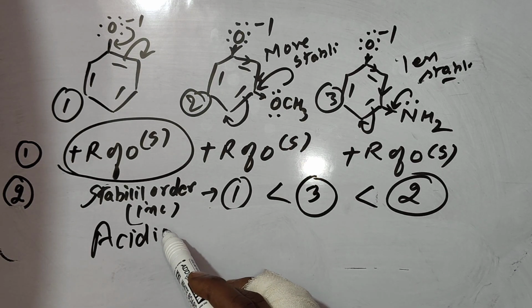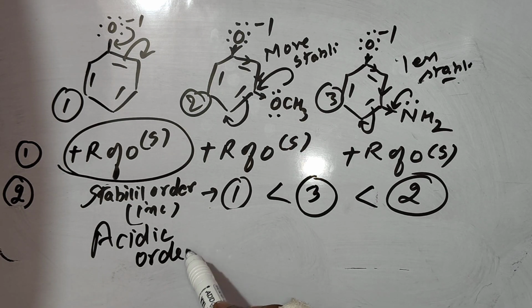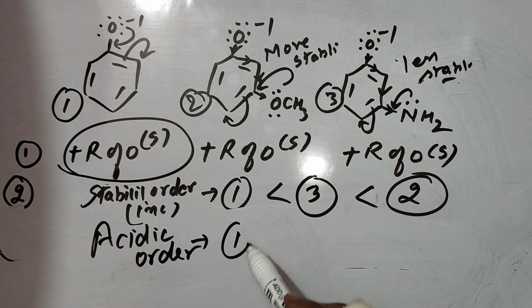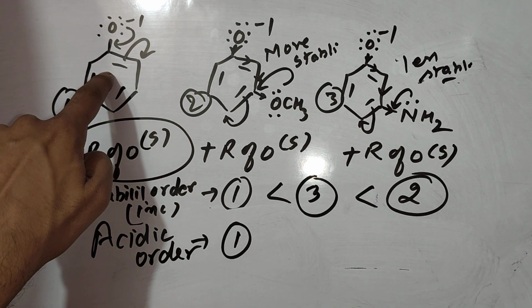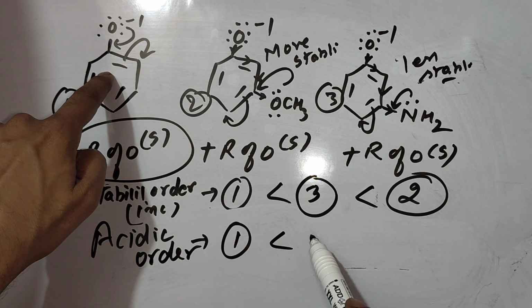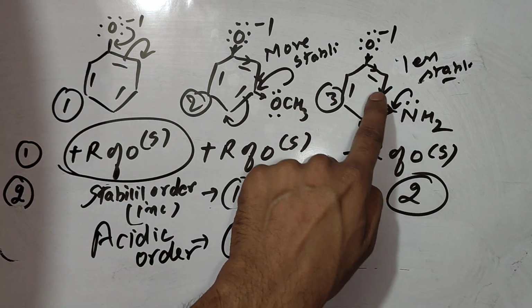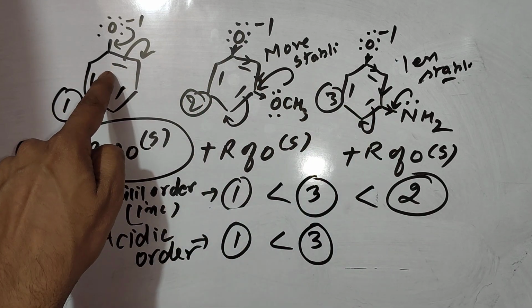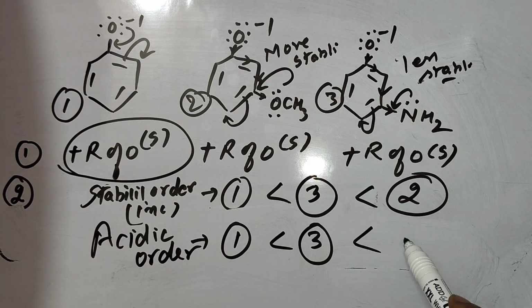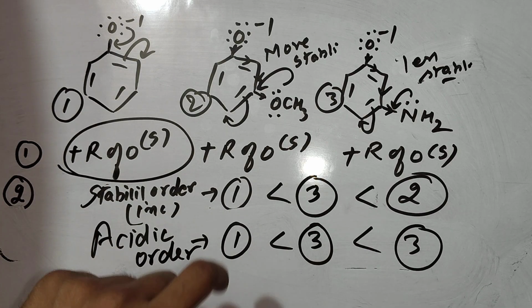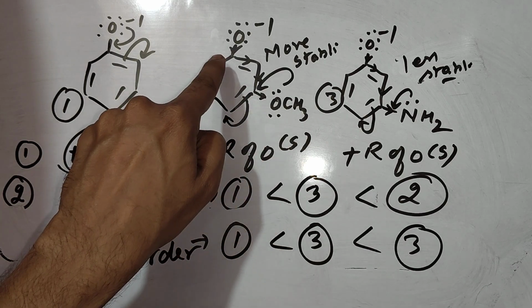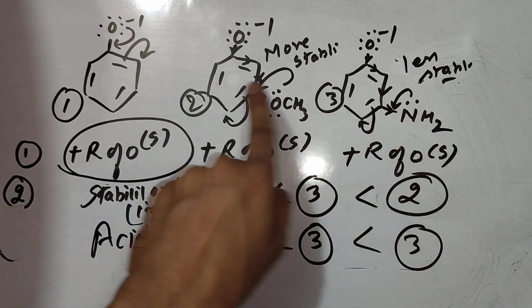After getting stability order, we can easily write their acidic order. The acidic order will be same. Normal phenol will be least acidic. Meta-aminophenol will be more acidic than normal phenol. And meta-methoxyphenol will be most acidic as compared to other two.